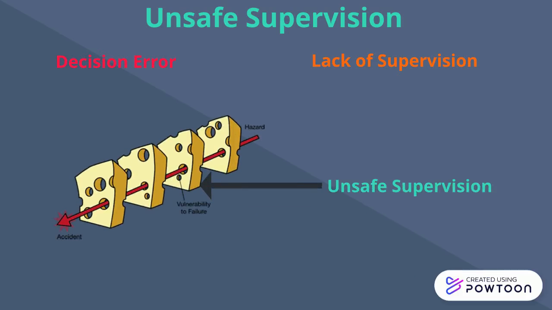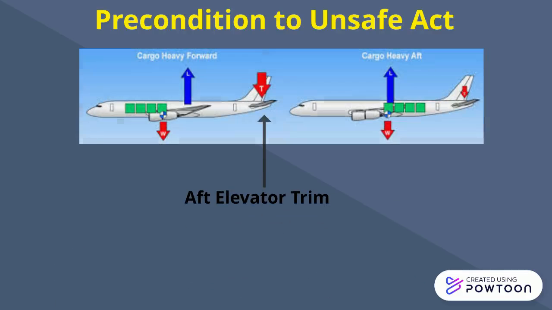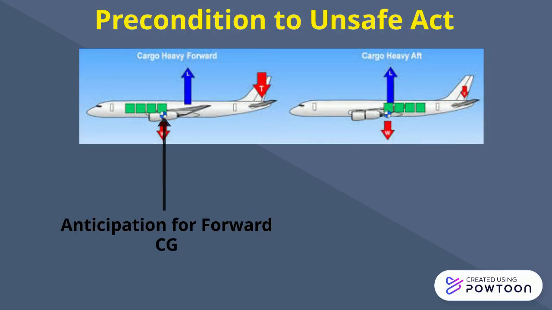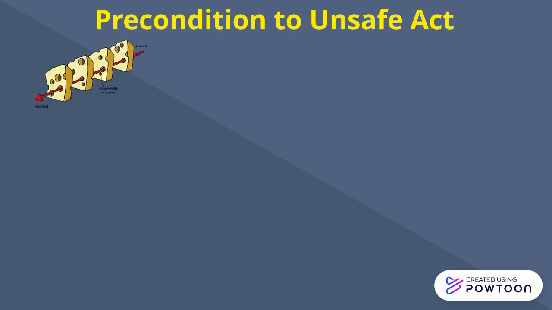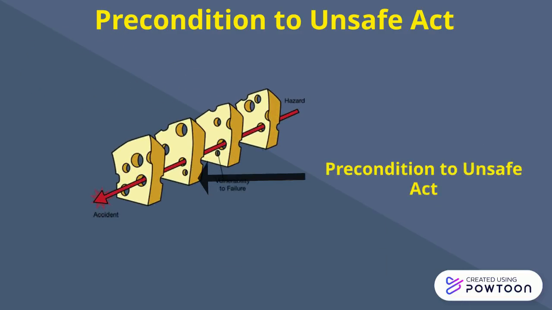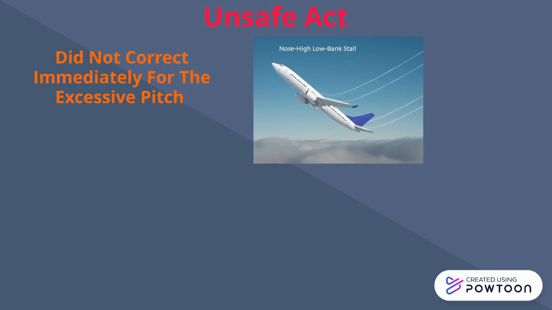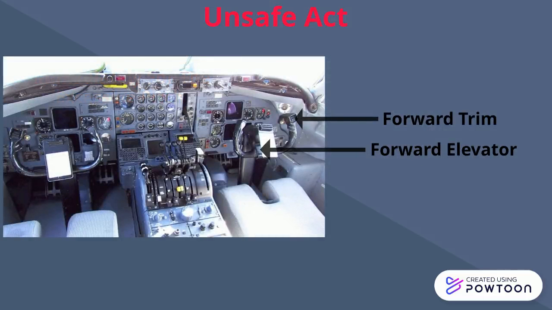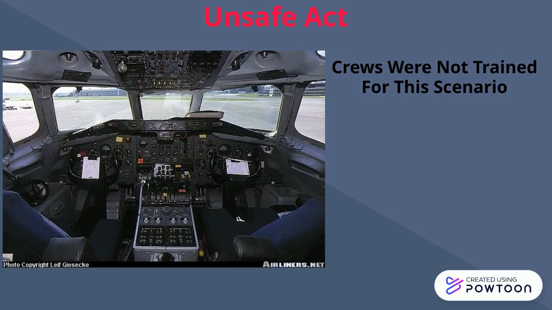In the precondition of the unsafe act, the flight crew set aft trim in anticipation for the forward CG generated from the load sheet, yet the new configuration resulted in aft CG. This led to a hole in the third level of the model. For the unsafe act, the flight crew did not correct for the excessive pitch immediately with the use of elevator and forward trim. However, during this time period, crews were not trained for this exact scenario.